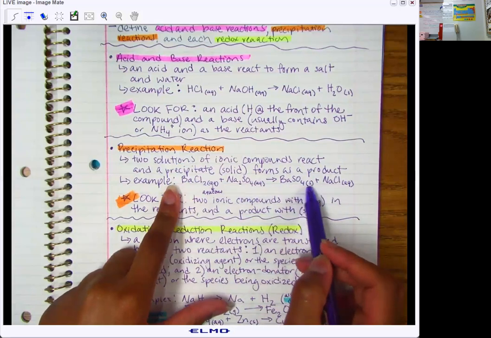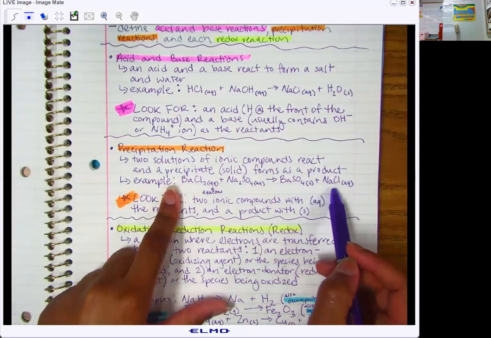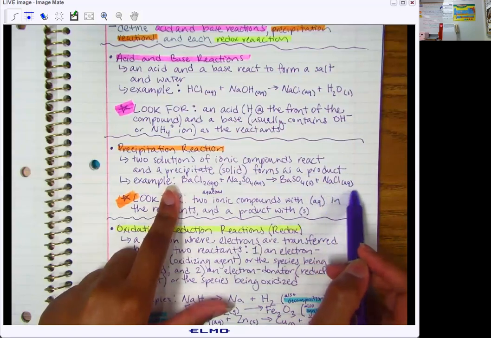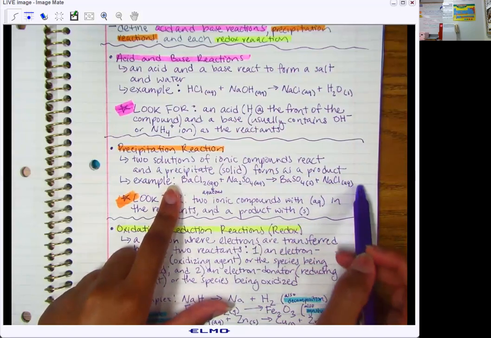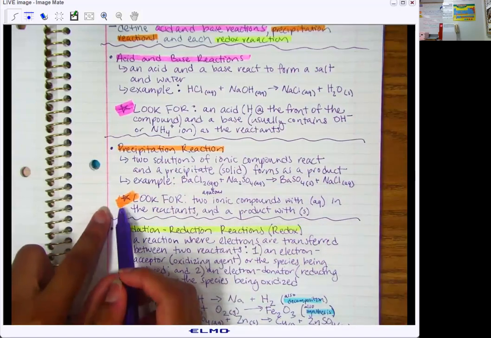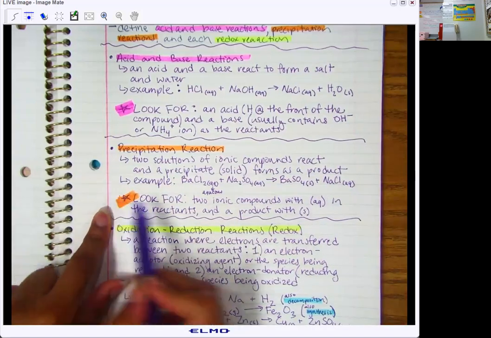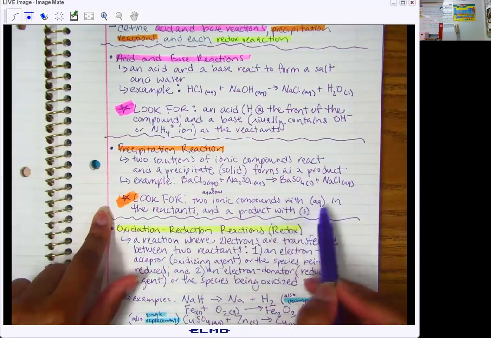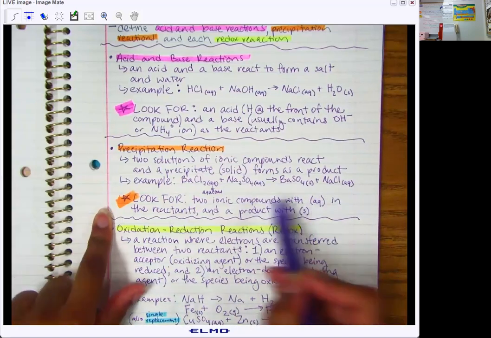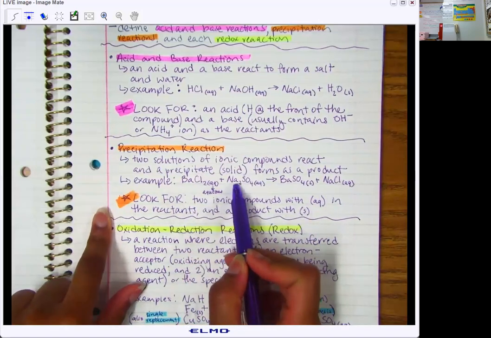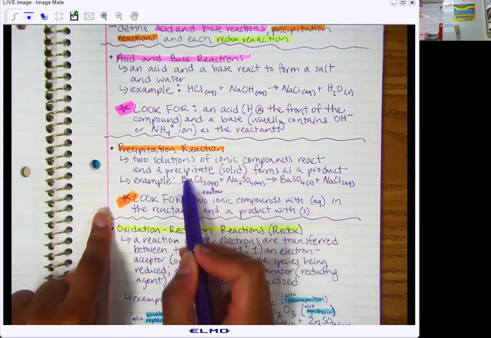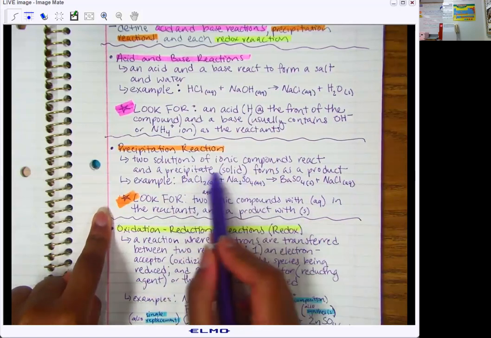And we can see that it is a solid on the product side, as well as NaCl, which is still going to be dissolved in solution. That's why we've written aqueous here. The big look-for in our precipitation reactions is going to be 2 ionic compounds with an (aq) in the reactants. So here with the barium chloride and sodium sulfate, they're both aqueous and they're both reactants and they're ionic compounds.